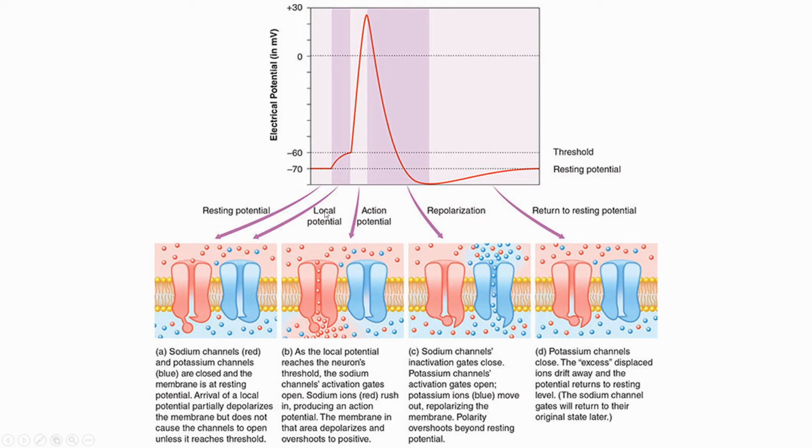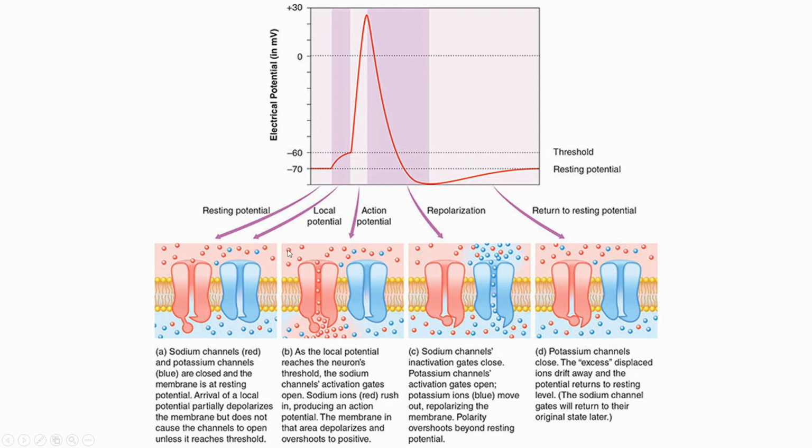Then we have a local potential. When a local potential is happening, it's triggering just a couple of these sodium channels to open up. If enough of them are caused to open by strong enough local signals, then we can hit that threshold. So if our local potentials reach the neuron's threshold, if we can hit that minus 60 or so line, then it's going to trigger our electrically gated sodium ion channels here.